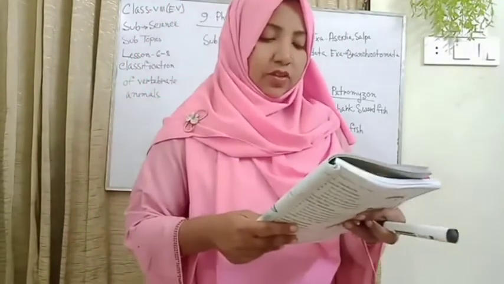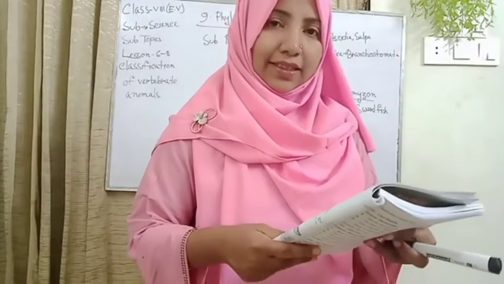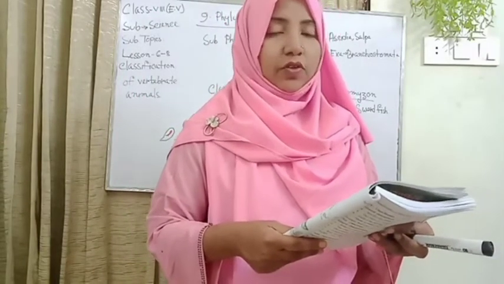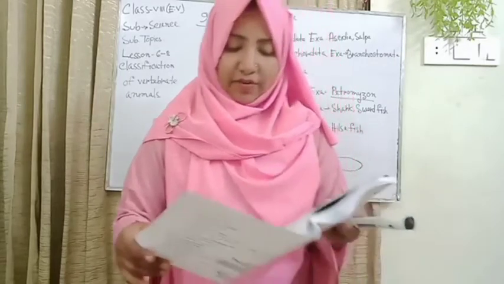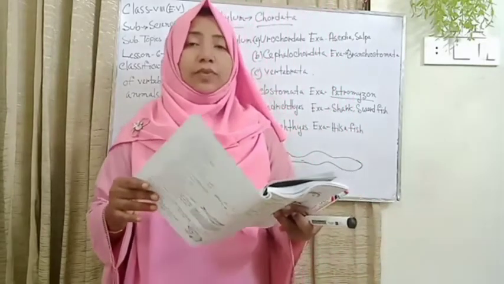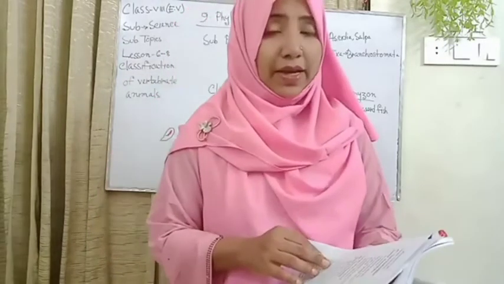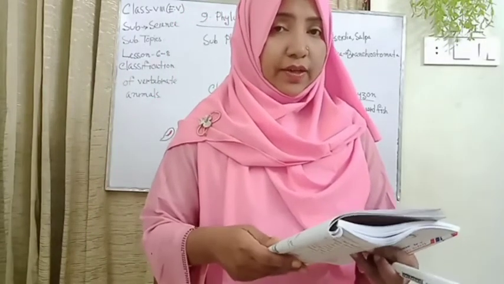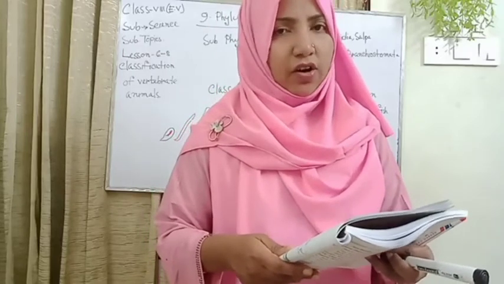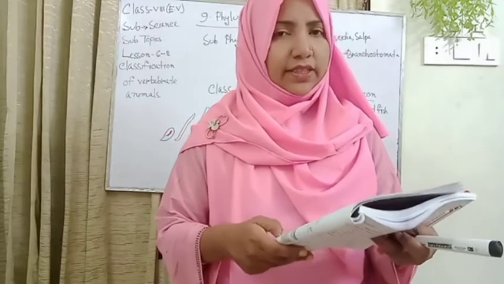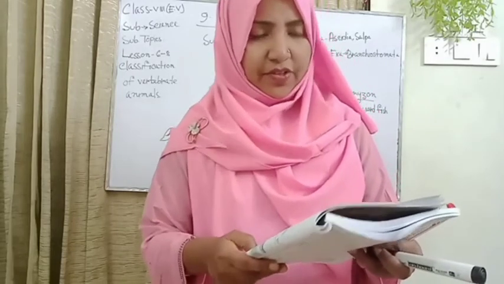The last class is the Osteichthyes, which are also fish-type structures. Dear students, again I repeat. The first is the Cyclostomata, which live in the marine environment and the sea. The second is the Chondrichthyes, which live in all marine waters. And the third is the Osteichthyes, the fish-type structure.